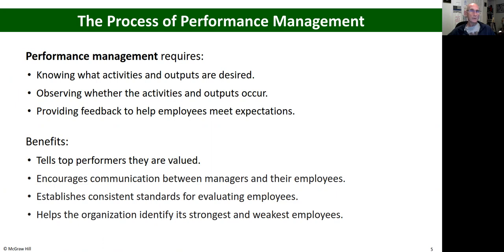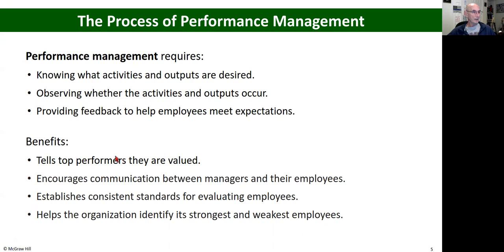And we're talking about performance management. Now, the whole idea behind performance management is to make sure that people understand what they're supposed to be doing and they are getting feedback as far as how well they're doing. Are they meeting all of their goals and things like that? It requires that you know what it is that's desired as far as the outputs and the goals and things like that, and whether they're actually doing it, okay?